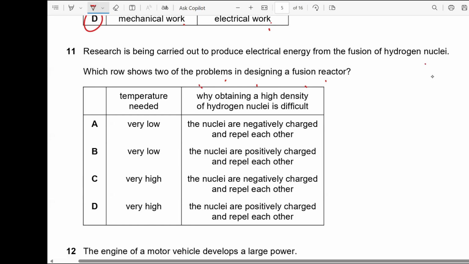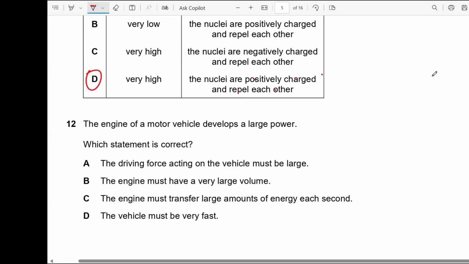So temperature needed is very high, and the nuclei are positively charged and repel each other, right? So that's why it's quite difficult for us to establish that. The engine of a motor vehicle develops a large power. Which statement is correct? The engine must transfer large amounts of energy each second, right?